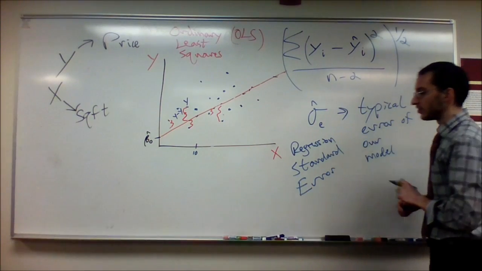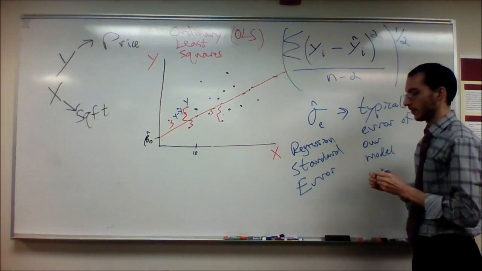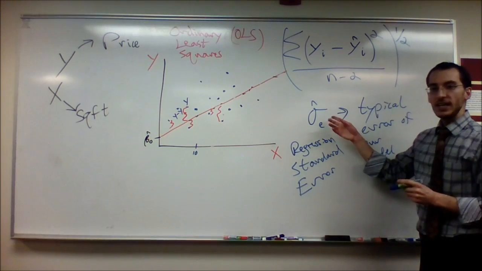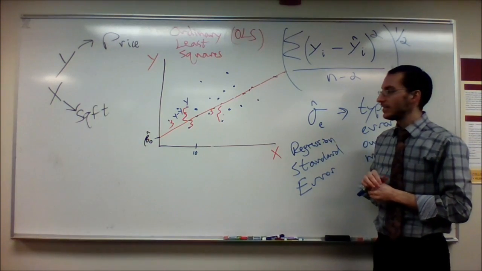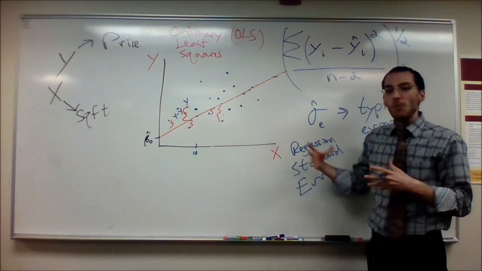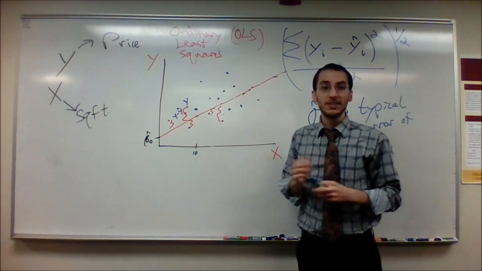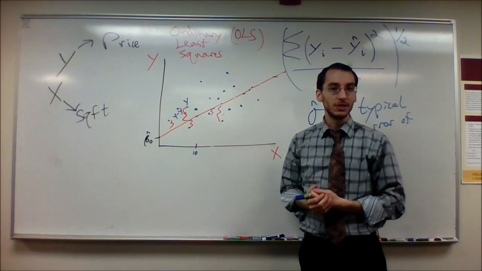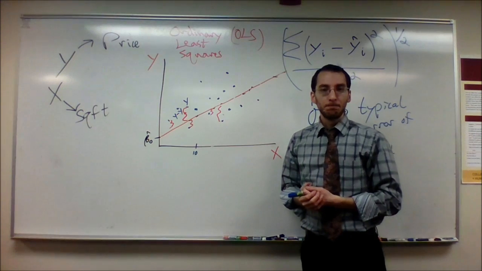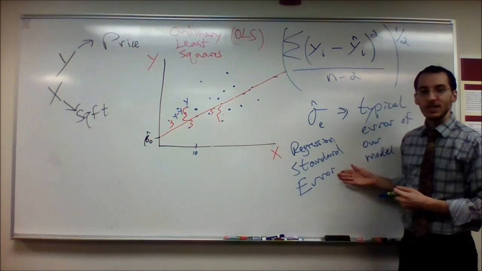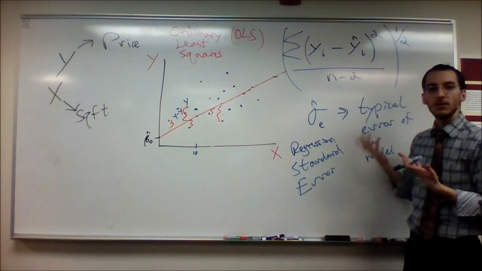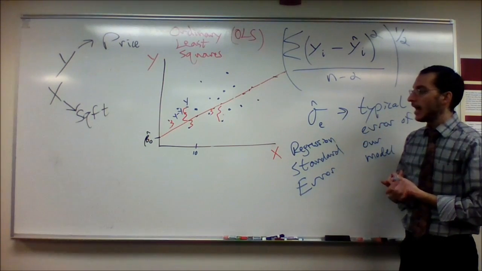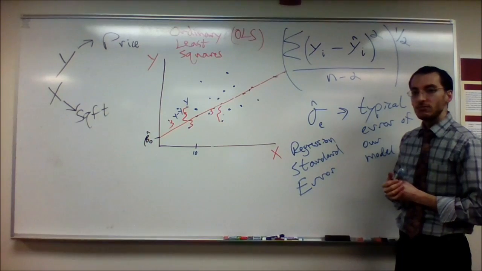R calls it residual standard error. But all this thing is, this sigma hat E, is just saying how well my model does at predicting the data on average. It's the regression standard error or the residual standard error. I just like to think of it as the typical error. And we want it small.